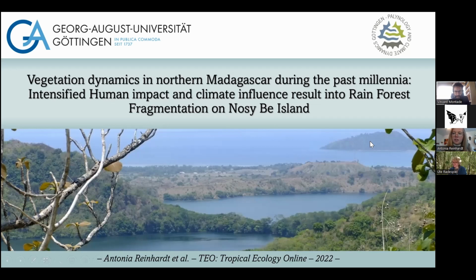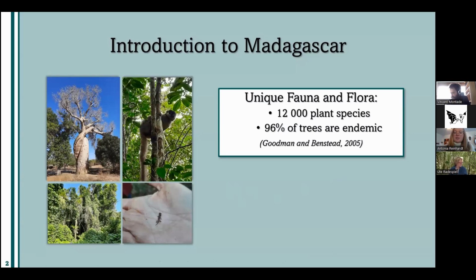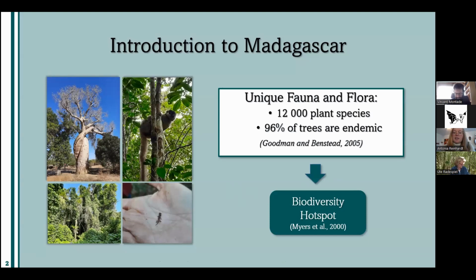Okay, now I would like to start with a small introduction to Madagascar. As you can see, Madagascar has quite a unique flora and fauna. It has 12,000 plant species and 96% of the trees are endemic. This is why Madagascar is considered to be a biodiversity hotspot.